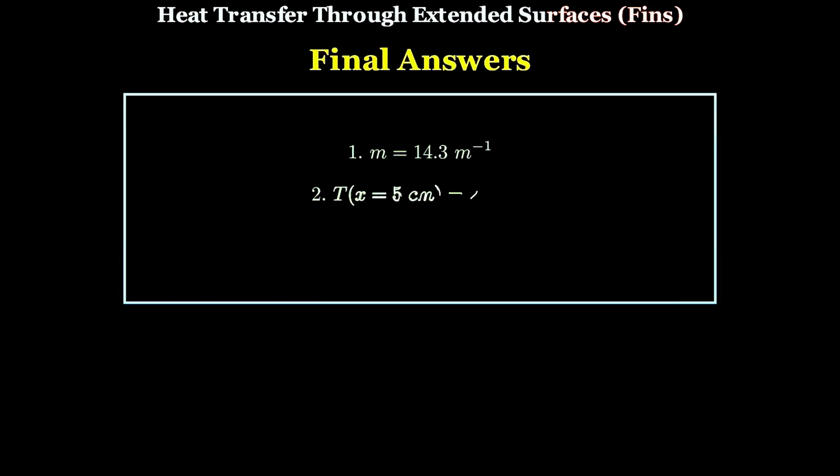Let's summarize our final answers. Number 1, the parameter m equals 14.3 per meter. Number 2, the temperature at 5 centimeters from the base is 29.79 degrees Celsius. And number 3, the rate of heat loss from the long fin is 2.856 watts. And that completes our analysis of heat transfer through extended surfaces.